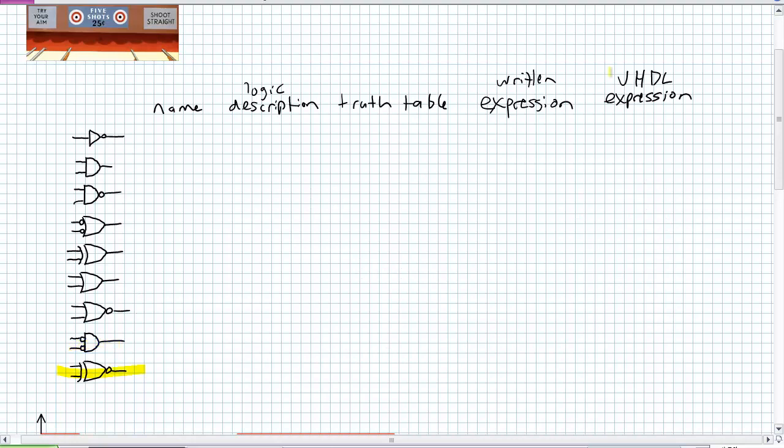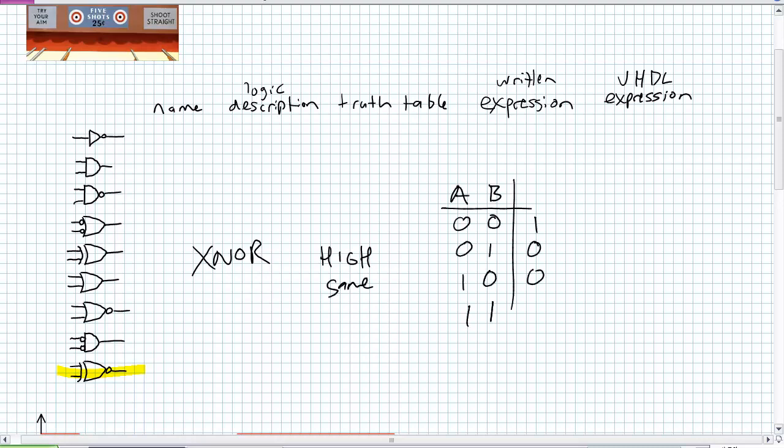Last gate looks like an exclusive OR with a bubble on it, so it's inverting it. So that's what's called an exclusive NOR, an XNOR. If the description for the exclusive OR was it's high if it's different, then I'm going to say it's high if it's the same. A more accurate description might be high if there's an even number of ones in the inputs. That's for two inputs, but I like calling it high if it's the same. What's the truth table? Same, different, different, same. It's the opposite of the exclusive OR. What's the written expression? X is equal to A circle dot B, which means exclusive NOR.